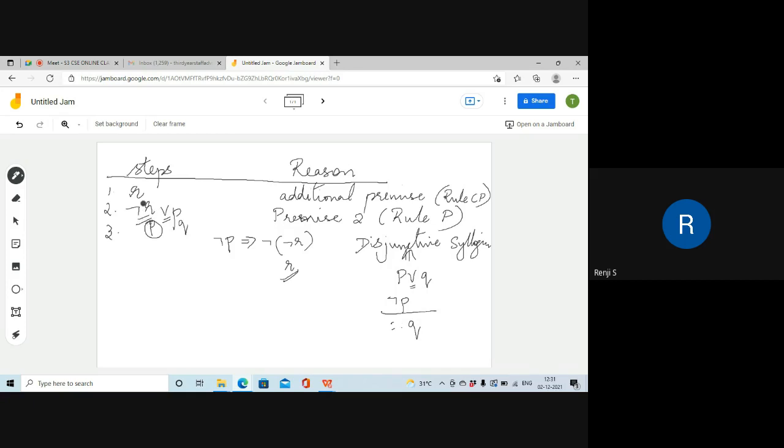Here in step 2 we have one premise of the form P or Q. So P here is not R, and Q here is P. The next premise should be not P, so you have to take note of this. Your P is not R, so not P means not of not R, and that gives you R. R is there in our first step also. So from step 1 and 2, we can apply disjunctive syllogism and reach the conclusion Q. Here the conclusion Q is P. So in step 3 you will get P.